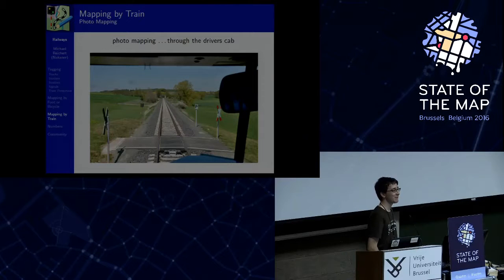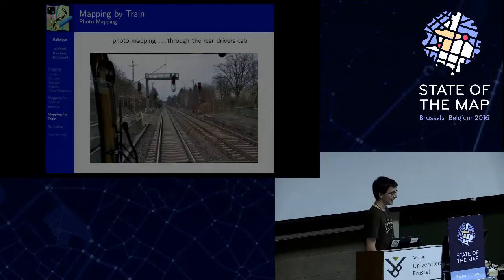And inside a train you have multiple options to map. On branch lines I prefer to take photos through the driver's cab, but I always ask the driver if he likes this, and sometimes they say no, and if they say no, I don't take photos through the front driver's cab. I use the rear driver's cab as a replacement, because there's no train driver in the rear driver's cab, and if there's no person inside, it cannot be annoyed. That's a photo through the rear driver's cab.